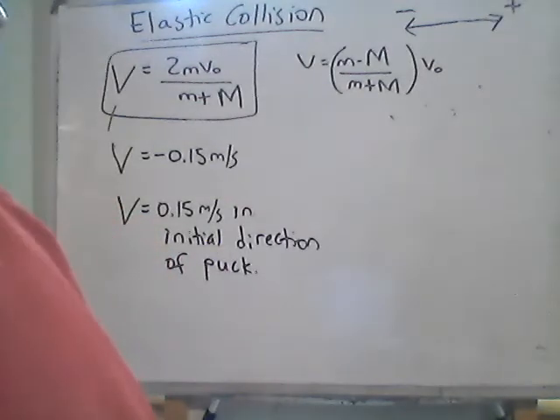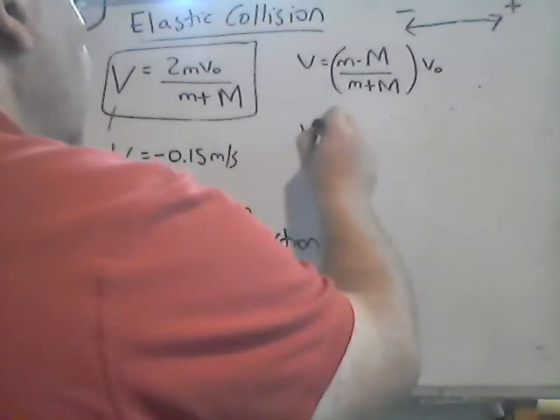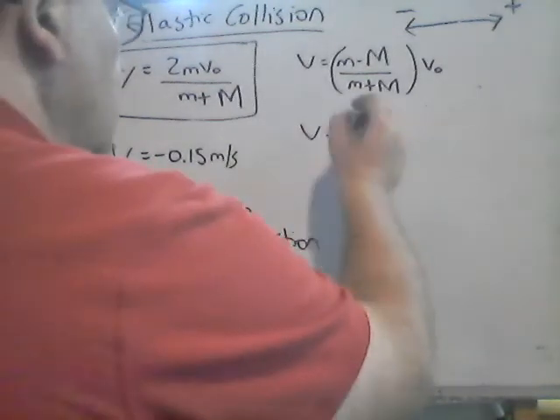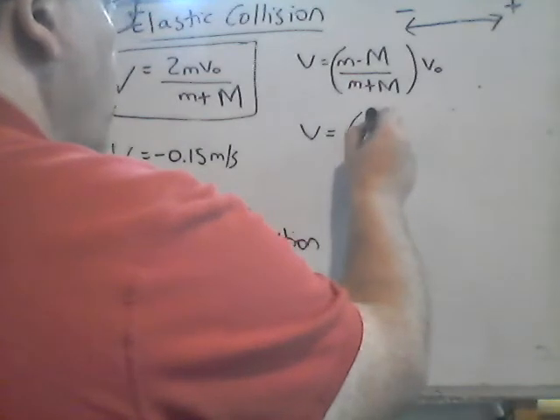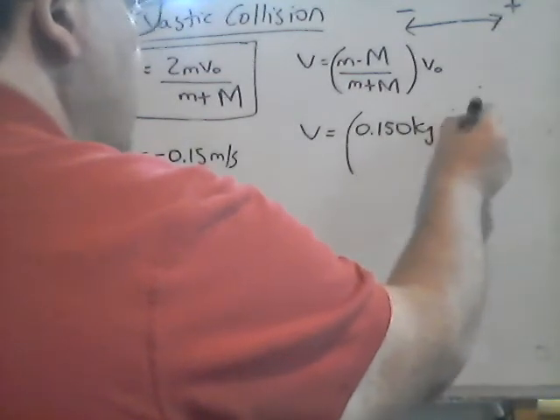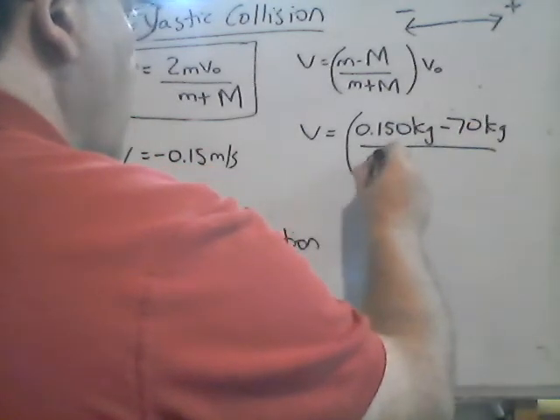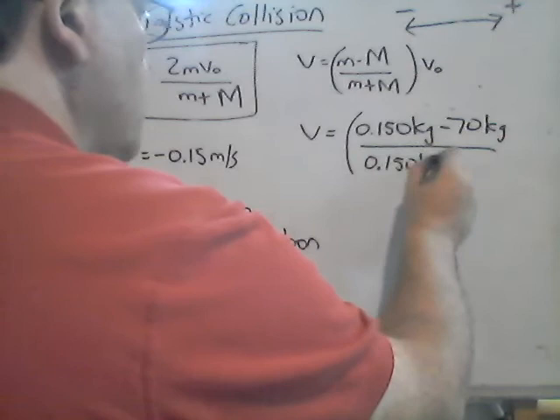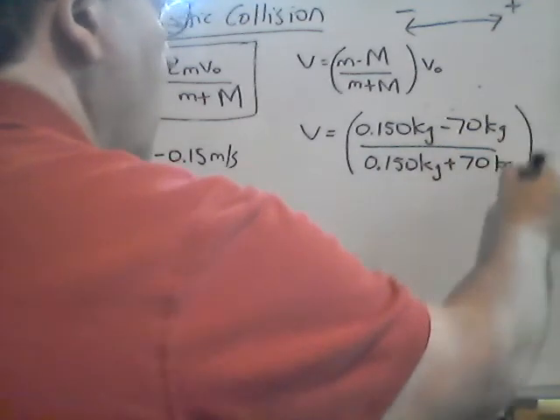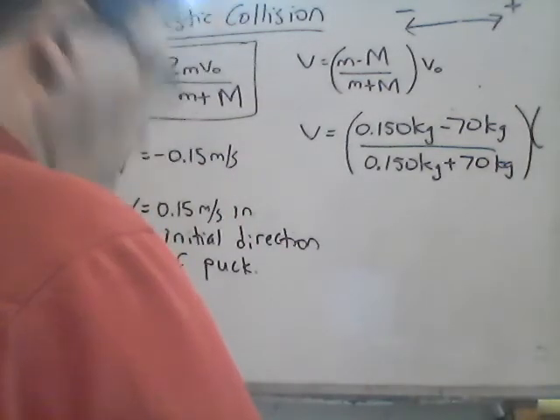Okay. Over here, what do I have? Well, the final velocity of the puck. Again, the hockey puck is going to be 0.150 kilograms minus 70 kilograms for the goalie, divided by 0.150 kilograms plus 70 kilograms, again for the goalie, multiplied by negative 35 meters per second.